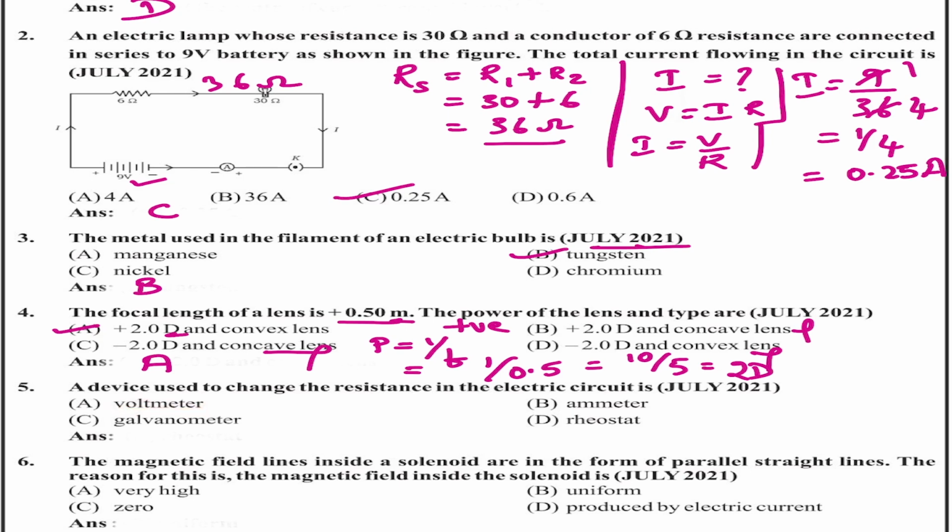Voltmeter. Why is a voltmeter used? It is used to measure the potential difference. Ammeter, it is used to measure the current. Galvanometer, it is used to check the presence of current. And why is a rheostat used? It is used in the case where we need variable resistance, that is, to change the resistance. Hence, the correct option is option D.